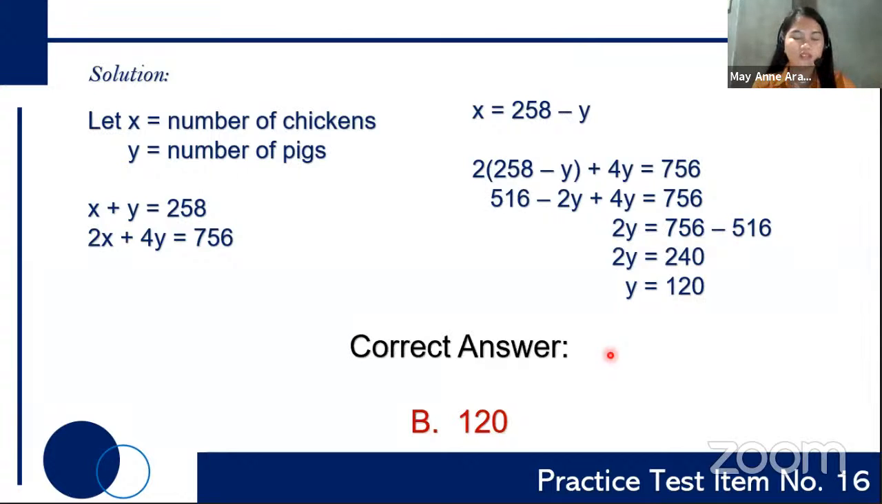So how did you come up with C? Anyway, this is the correct solution, 120. The number of pigs is 120.